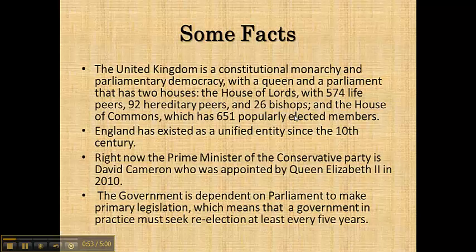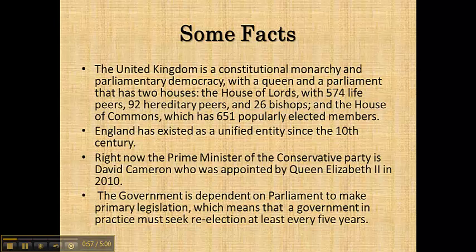So to start off, I'm going to go over a couple facts about the United Kingdom's government. The first one, the United Kingdom is a constitutional monarchy and parliamentary democracy with a queen and parliament that has two houses, the House of Lords with 574 life peers, 92 hereditary peers, and 26 bishops, and the House of Commons, which has 651 popularly elected members.